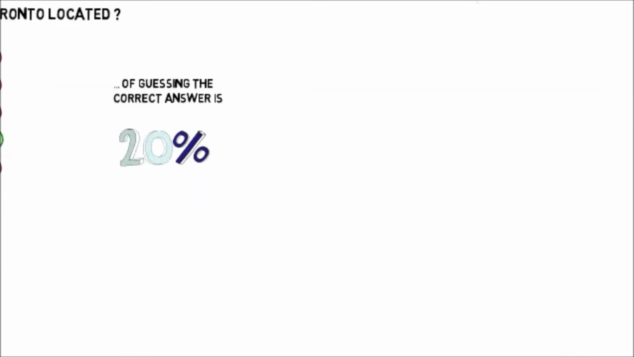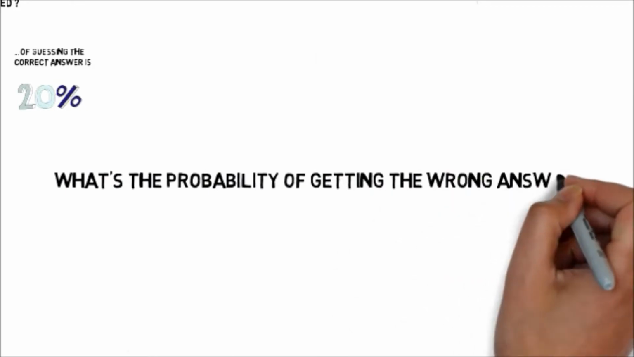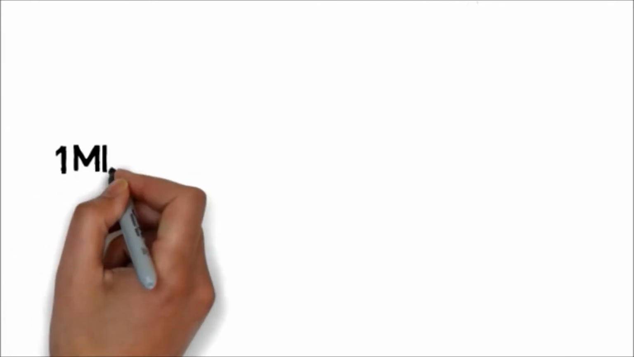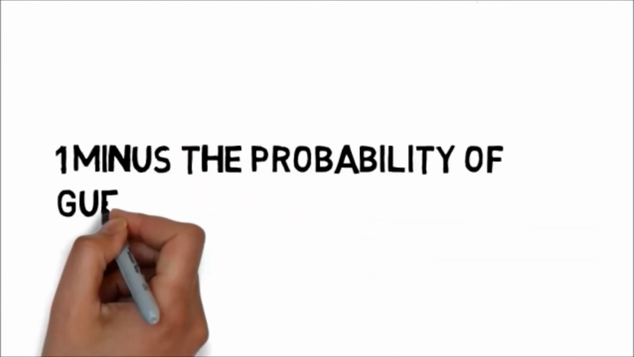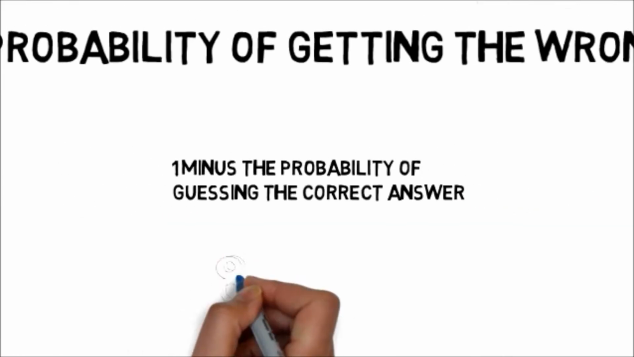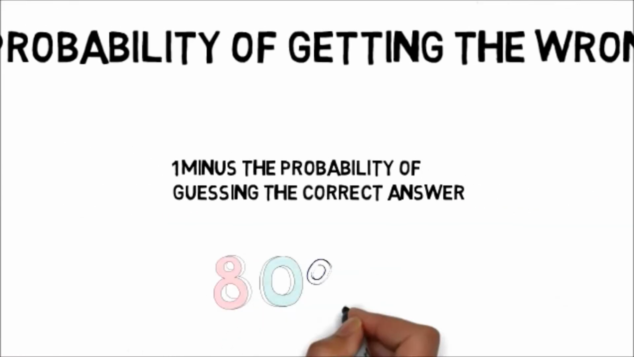But what's the probability of getting the wrong answer then? Considering that we know that there are 4 wrong answers, we can easily conclude that the probability of getting the wrong answer is 4/5, which is 0.8, or in other words, it's 1 minus the probability of guessing the correct answer, which is 1 minus 0.2, giving the result of 0.8 or 80%.